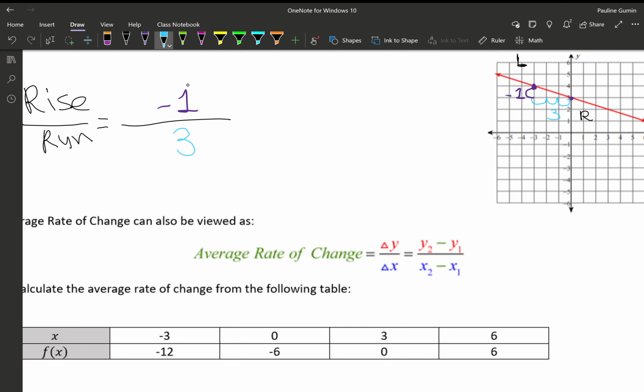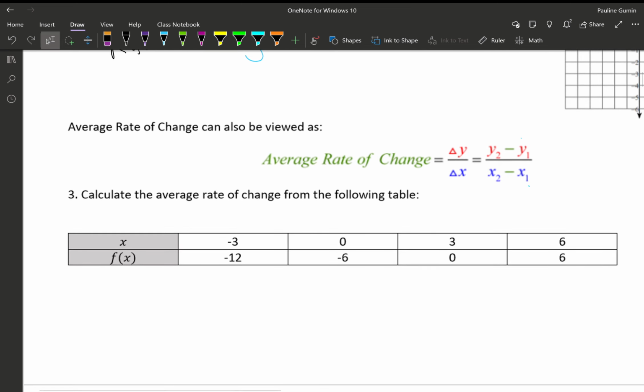So the change in y's over the change in x's, which is actually what we were just doing. The change in y's is up and down. That's a rise. The change in x's is left and right. But because we're not looking at it on a graph, we need to explore that further by labeling the x's and y's. So to find the change in y's, our rise, we do y2 minus y1, and for x's we do x2 minus x1. Let's see what that means on our table.